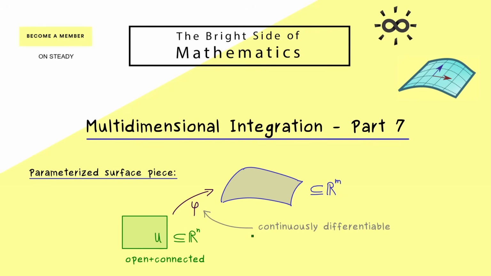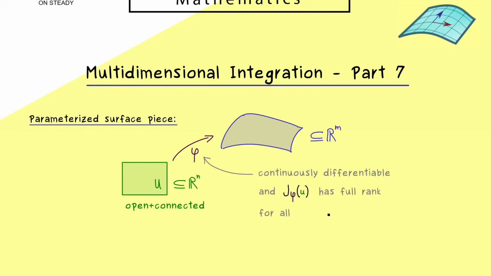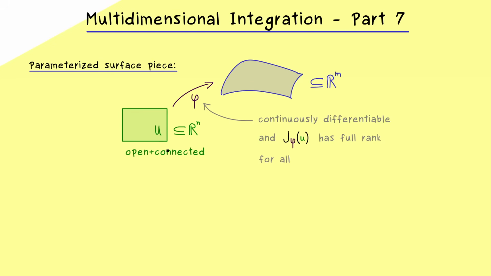Indeed, we choose it as a continuously differentiable map, which means it's totally differentiable at every point, and every partial derivative is a continuous map on the whole domain U. In particular, we have a nice Jacobian J phi at every point u in U. So please recall that the Jacobian represents the derivative of phi as a matrix. And now we also want that the Jacobian preserves the dimension, which means it should have full rank for every point u in U. In fact, full rank here just means that the rank of the Jacobian is actually equal to n, because we always assume that m is bigger than n.